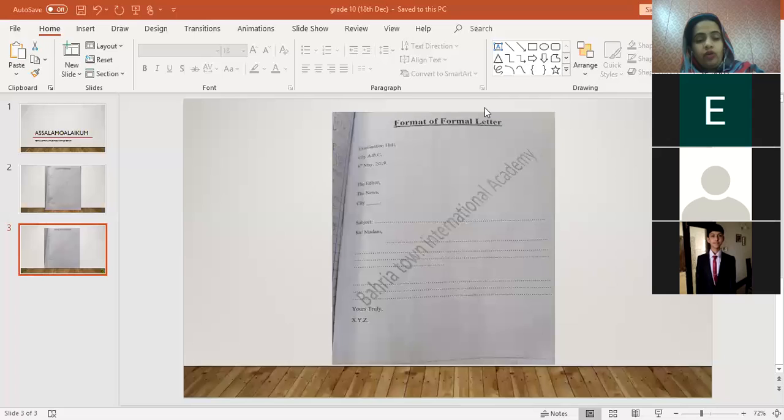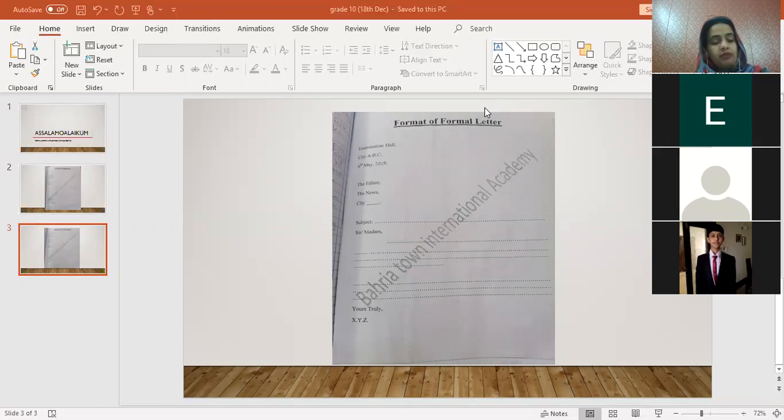People may not have enough time to read the whole letter, so by reading the subject, they will get to know what the letter is all about. After that, you will write your salutation, sir or madam. Then, in the same way, you write the body of the letter. The body of the letter will be divided into two paragraphs. And then your complimentary clause, yours truly, comma, and XYZ.